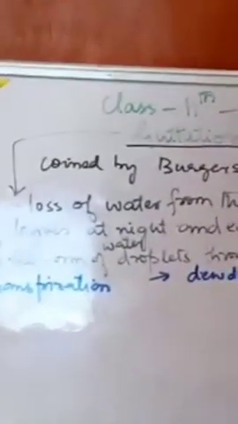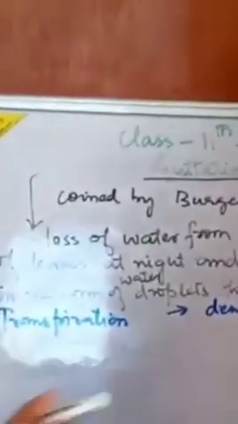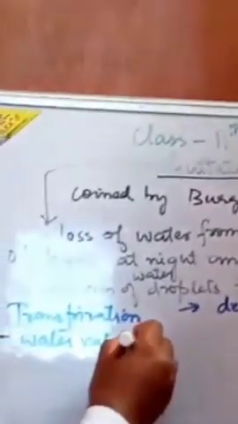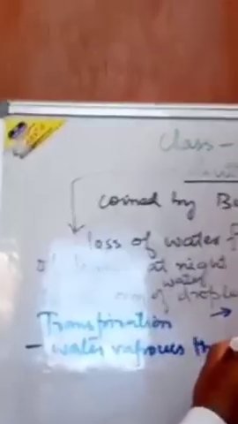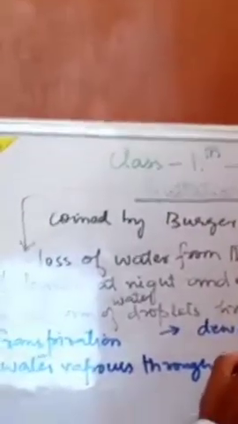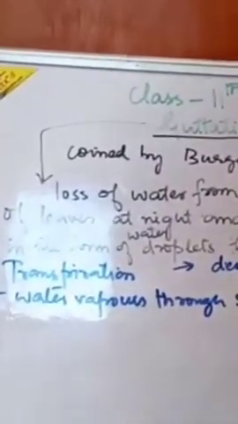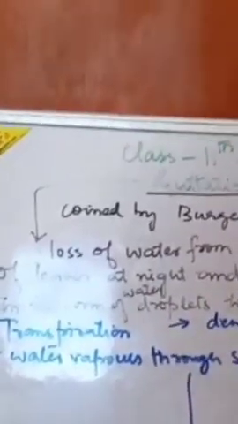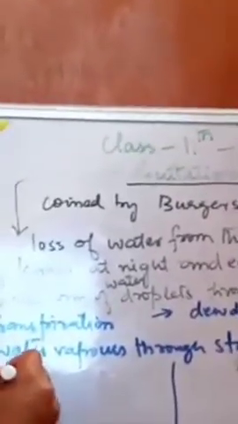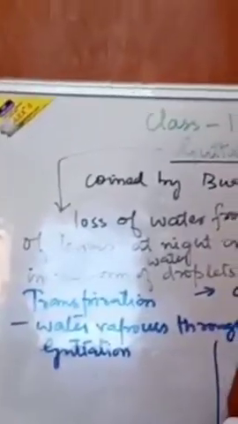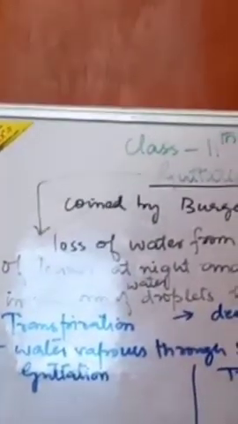Now we have got one more term, that is transpiration. Transpiration is simply the loss of water, and that loss of water takes place in the form of water vapors, and that takes place through small pore-like structures which are called stomata. Now, there are some main differences between guttation and transpiration.